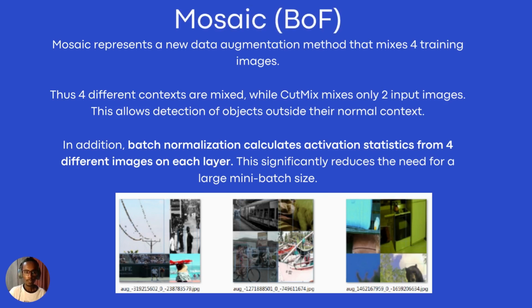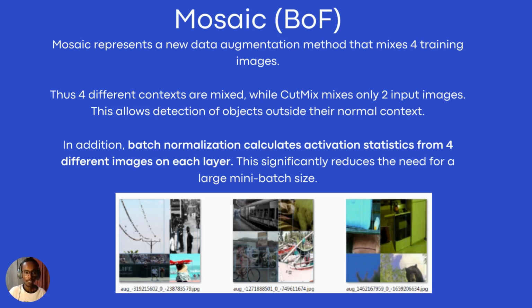So the first improvement that we're going to talk about is the mosaic, and it's part of the Bag of Freebies. Mosaic represents a new data augmentation method that mixes four training images. There was a different technique known as CutMix, where you stitch two input images together, and this allows detection of objects outside of their normal context.